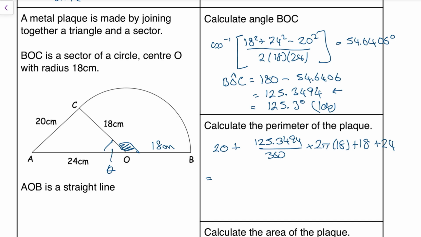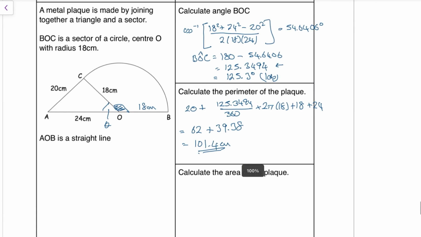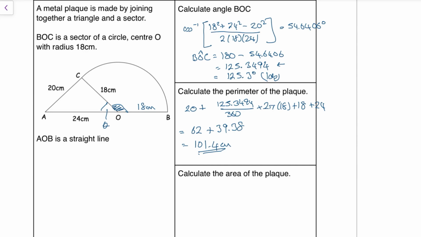Now let's do the numbers first. So it's going to be 20 plus 18 plus 24, which is 62. And then let's work out the fractional part. So 125.3594 over 360 times 2 times pi times 18 gives me 39.38. Add these things together, and that gives me 101.4. What am I doing? Centimeters, and it's a length, isn't it? So 101.4 centimeters. Good question. I mean, not a ridiculous question. Perfectly fair. Not a huge amount of calculation, so could be an exam question.